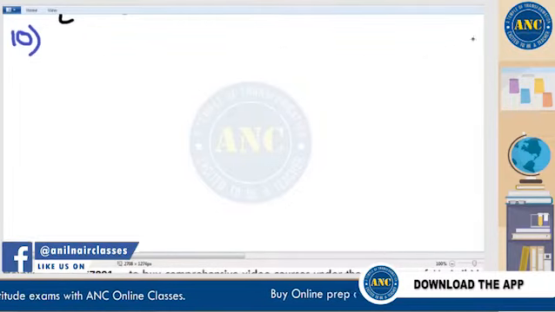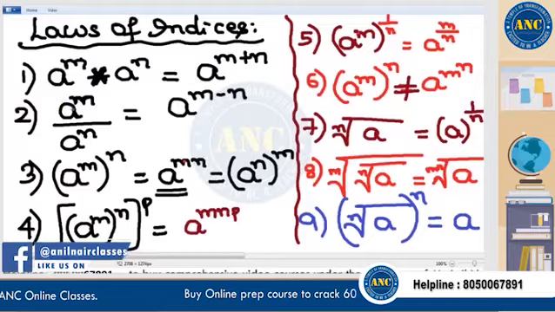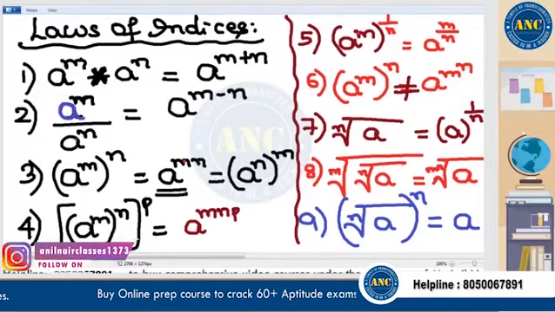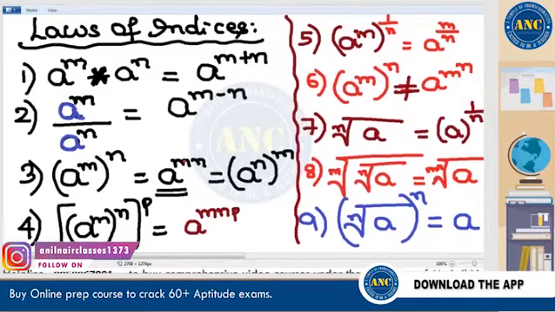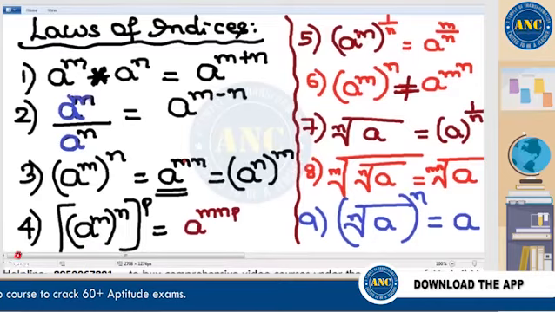Now, in our second law of indices, we divided with a common base, right? We divided with a common base and we made the powers different.